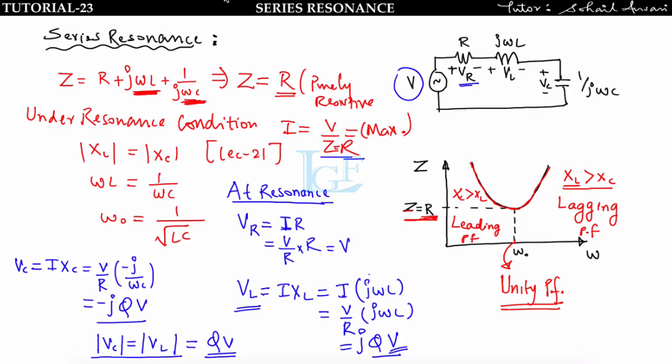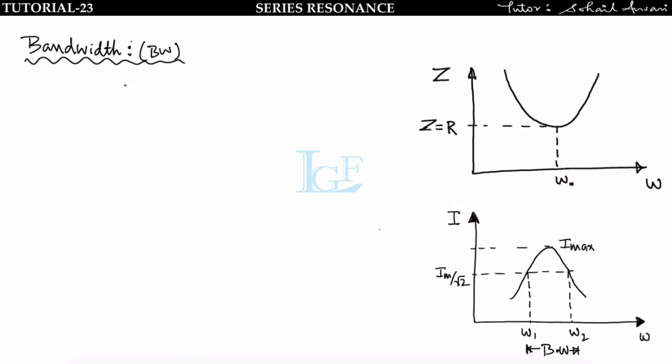Got it? Now let us define one more term, that is known as bandwidth. What do you mean by bandwidth? Bandwidth is a range of frequency for which our signal exists.